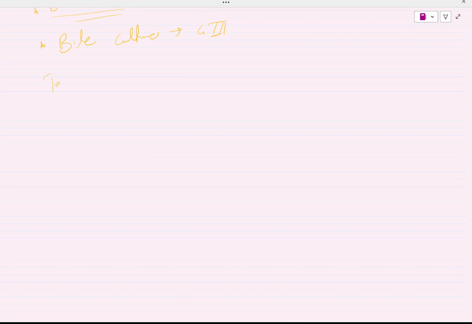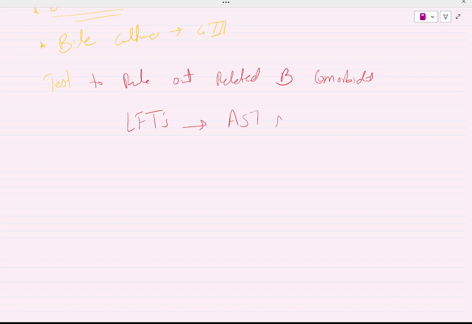Next, we'll do tests to rule out related biliary comorbidities. We'll perform LFTs. What will happen if there is biliary comorbidity? There will be a rise in AST and ALT levels, but these levels may be mildly elevated. This is also a positive finding of biliary related comorbidity of acute cholecystitis.